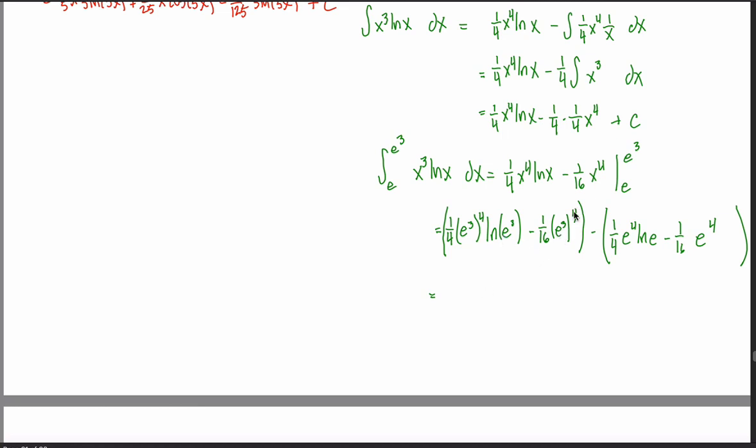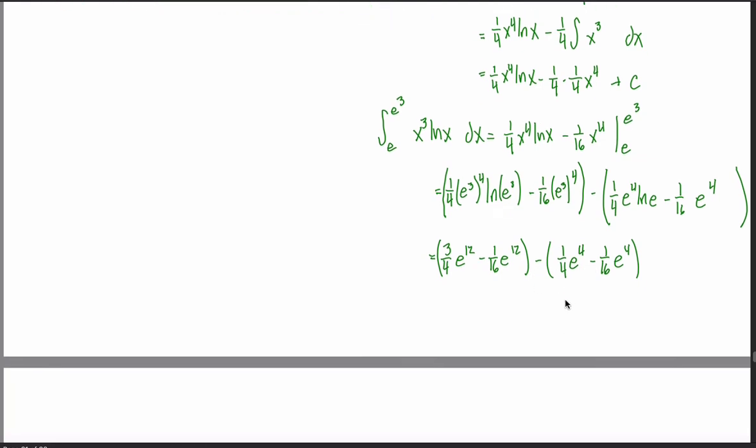Same idea here. Here's e to the 12th. The natural log of e to the first power would just be equal to 1. So applying those two facts yields this line here, which is starting to get a little bit prettier, but I think I can even go further. I have e to the 12th and e to the 12th. Right, 3/4 of these things minus 1/16 of these things. Well, 3/4 is the same as 12/16, and 12/16 minus 1/16 would be 11/16. And similarly over here, 1/4 is 4/16, and 4/16 minus 1/16 would be 3/16. So I have 3/16 of these e to the fourth guys.